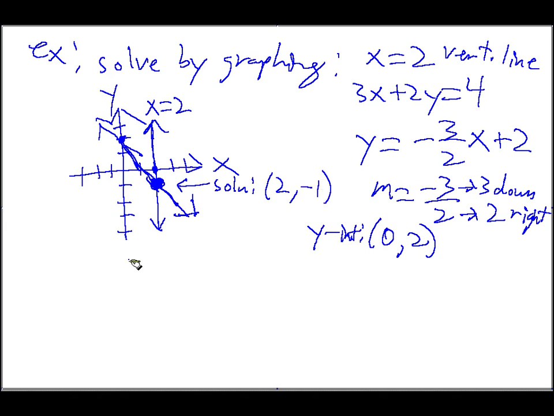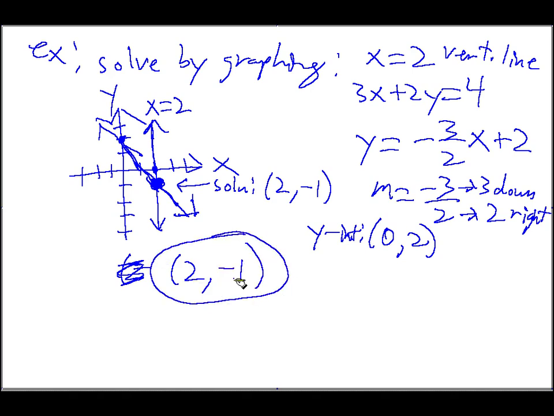Sorry about that. 2, negative 1, that's our solution here. Always give your solution, if there is one, as an ordered pair, x comma y. Again, we graph the lines and see where they cross. That's really the idea in this section. Let me give you some problems.